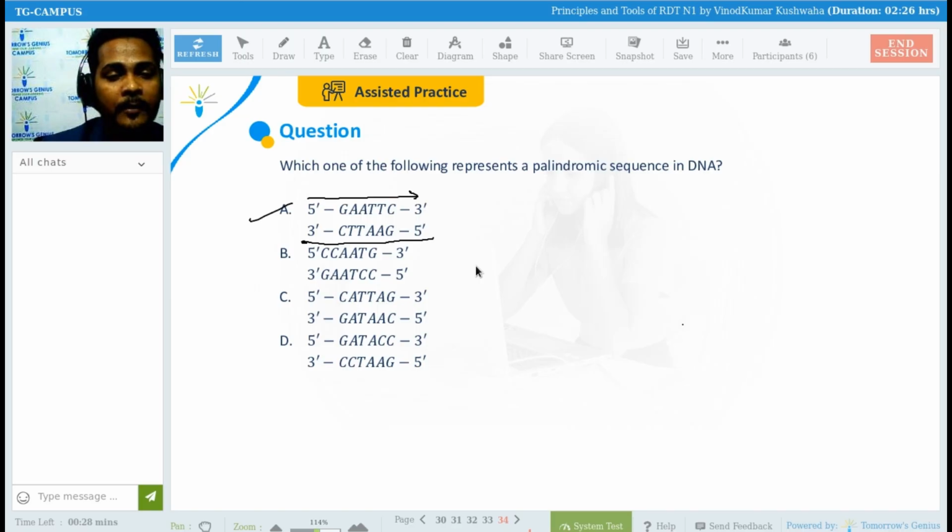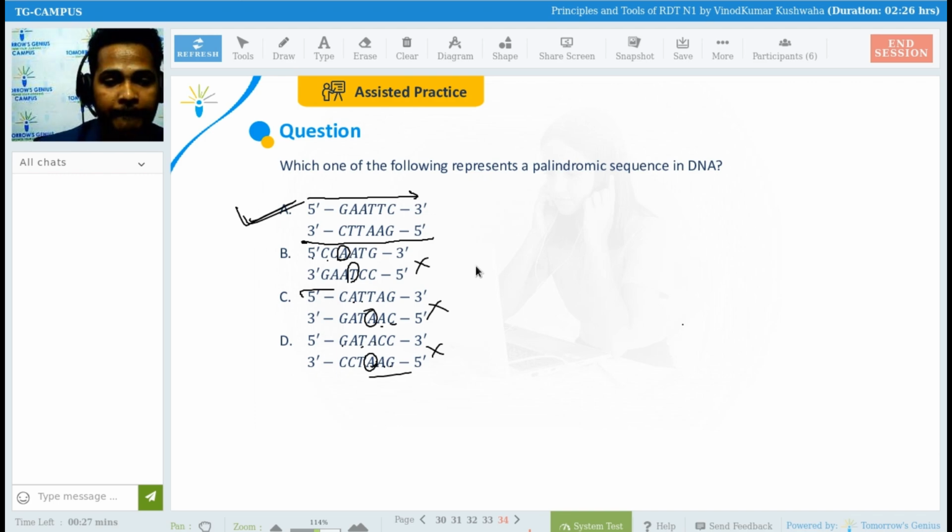If I read another one, 5 dash CCAATG 3 dash and 5 dash CCT. Now here, instead of A, it is given as T, and that's why this is not the right sequence. Similarly, you can compare another one, CATTAG. Again A is given over here, and that's why this is also not the right one. Then here GATCACC, and when I read from this side, again here A is given instead of T. That's why this is also not the right answer. So the right answer is A. Is this clear, how to recognize this?